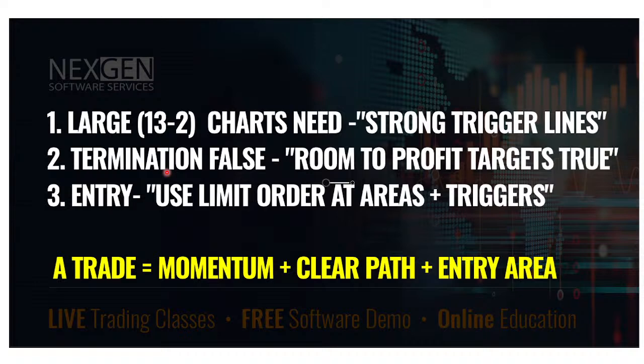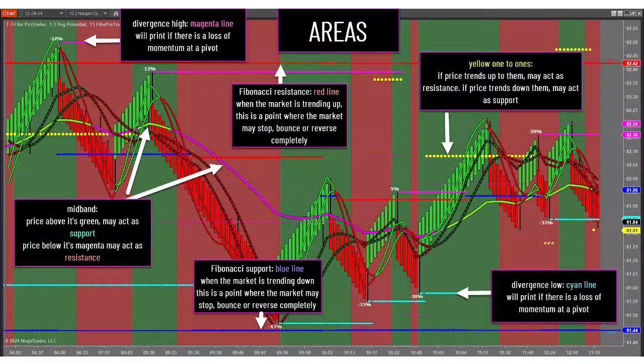Guys, we will not trade into areas likely to stop the market because it takes away our statistical advantage. So what is a termination condition? A termination condition is a Fibonacci-based indicator that has the potential to stop the market, that has the potential to create an untradeable bounce, that has the potential to reverse the market completely, guys.